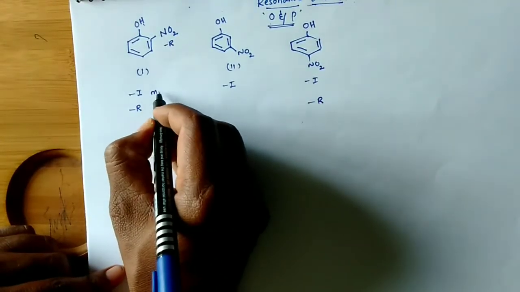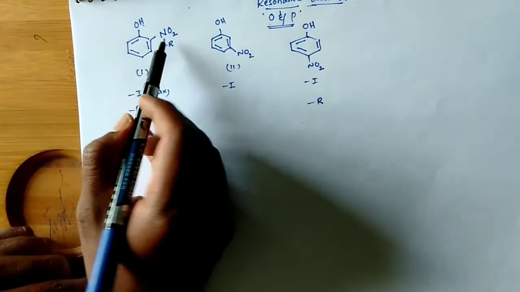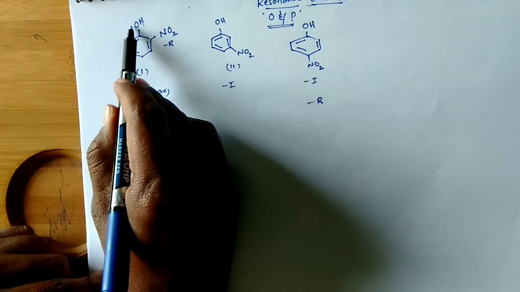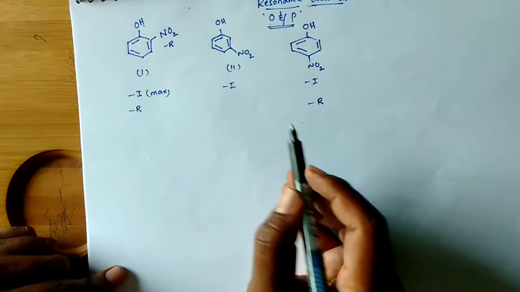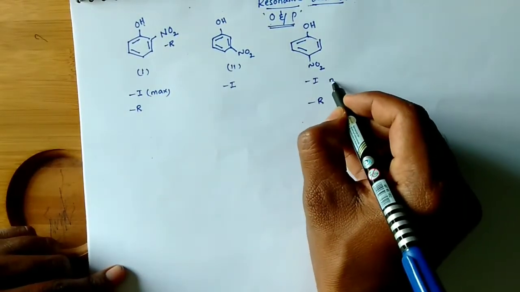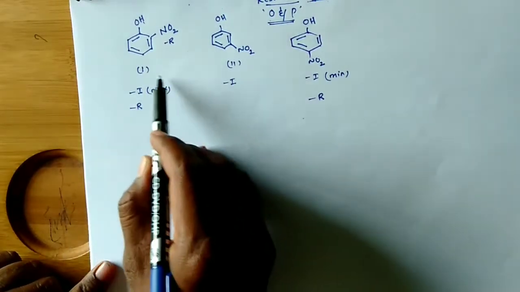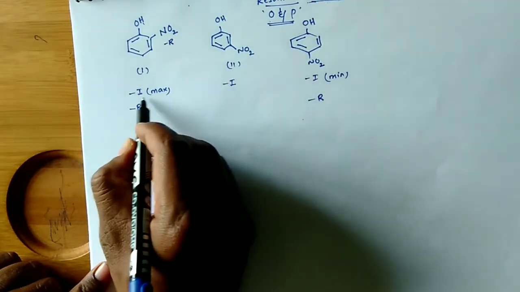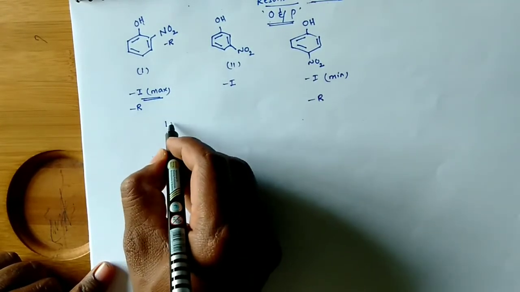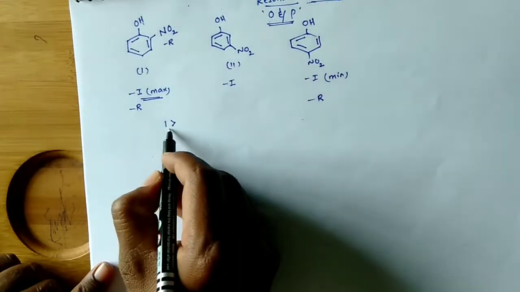Here minus I effect is maximum because of the distance between the group and this minus I group. Okay, negative charge and minus I group, there is less distance, but here more distance. So minus I effect here is minimum. Here two effects are stabilizing the phenoxide ion, here also two effects are stabilizing. But here minus I effect is maximum. So ortho substituted phenol is more stable, means more acidic. Here it is more acidic.